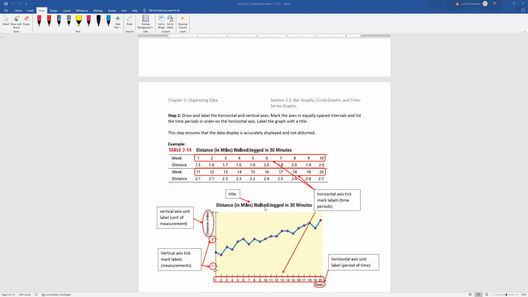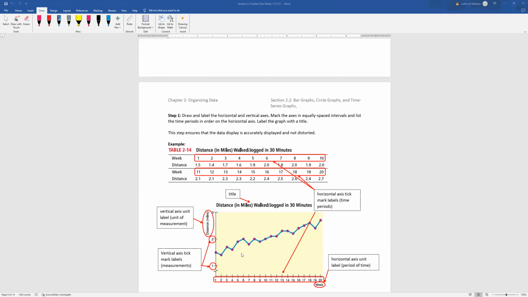So our title is distance in miles walked or jogged in 30 minutes. The vertical axis is the distance in miles that we actually walked. And remember, we're tracking a time series, so the time we're tracking is on the bottom. This was a 20-week tracking, so we have 20 equally spaced marks. Here we have a little break because we want to zoom in. Nobody walked or jogged less than 1 mile, but we never got higher than 3. So instead of a big gap between 0 and 1, we use that little graph break, and then we have 1, 2, and 3.